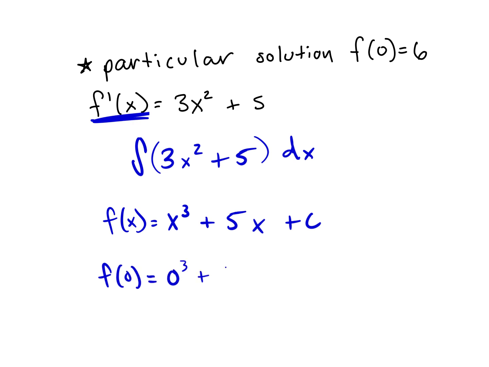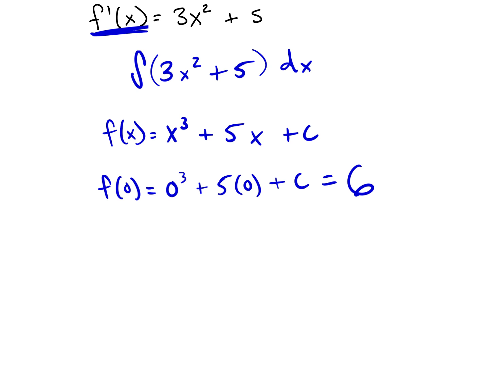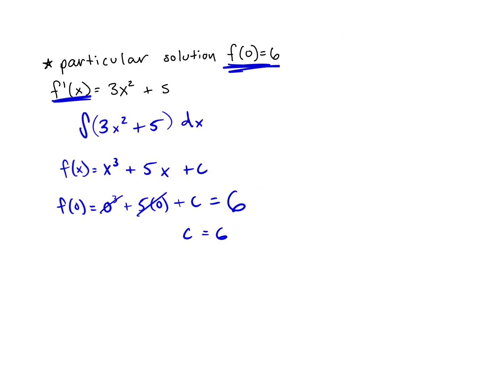If we were to find f of 0, we're going to plug 0 into our x's. So we have 0 cubed plus 5 times 0 plus c. And what does f of 0 equal? 6. So just set it equal to 6 and solve for c. So when it's asking for the particular solution, it wants you to find what your value of c is. So this would be 0 plus 0 would be c equals 6. So our particular solution, we just plug 6 back into our function. So f of x would be x cubed plus 5x plus 6.